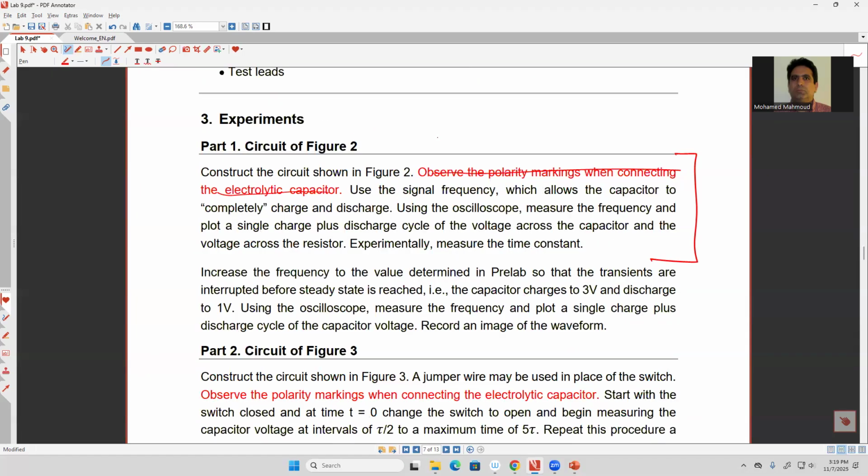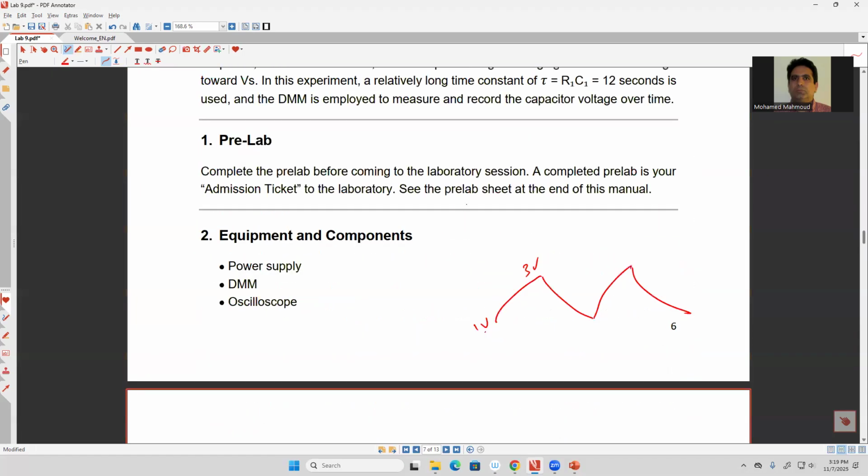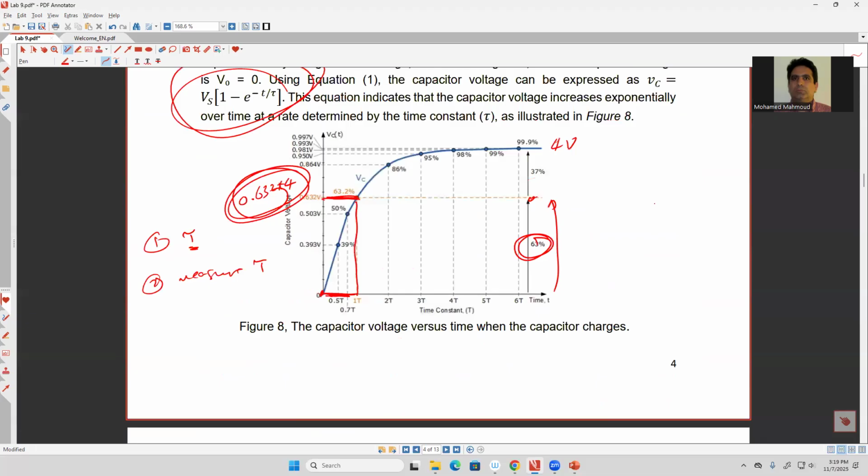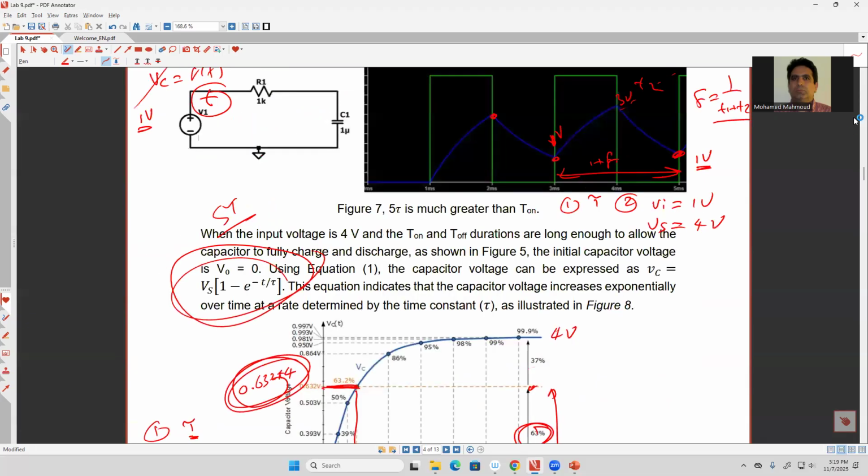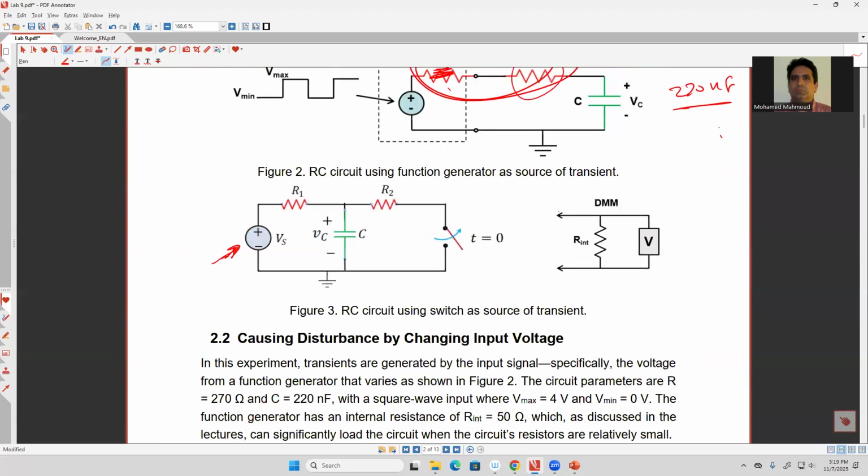For the second part here, for the second circuit here, we're not going to use the scope. We're going to use the voltmeter to monitor the capacitor voltage. Okay, so the idea here, as I told you, is that the input is going to be a DC value. It's not a square wave. So at the very beginning, I'm going to close the switch.